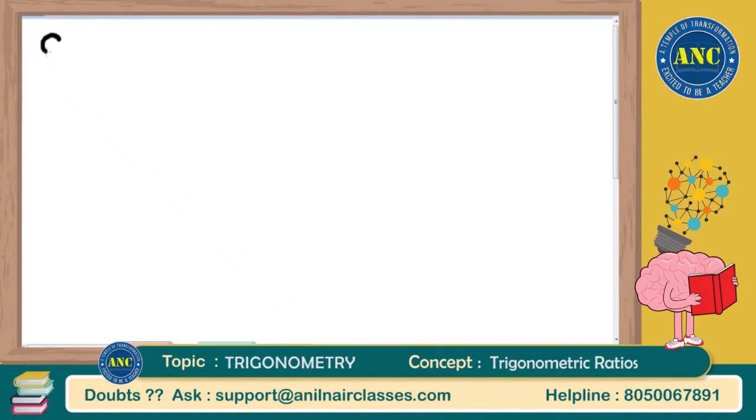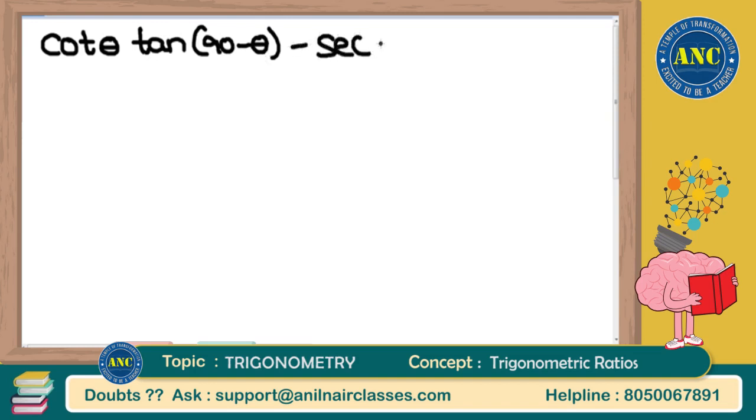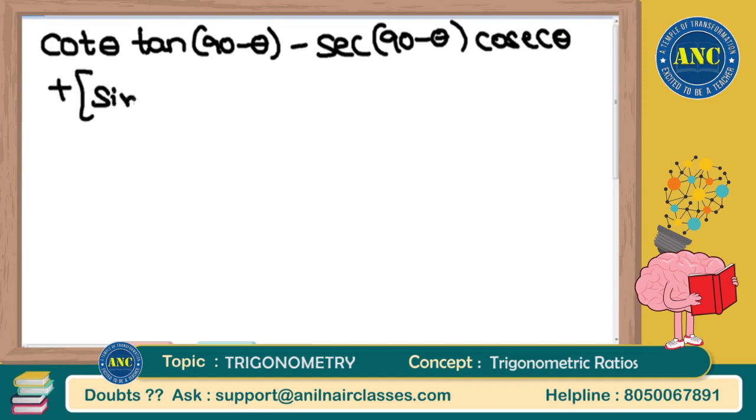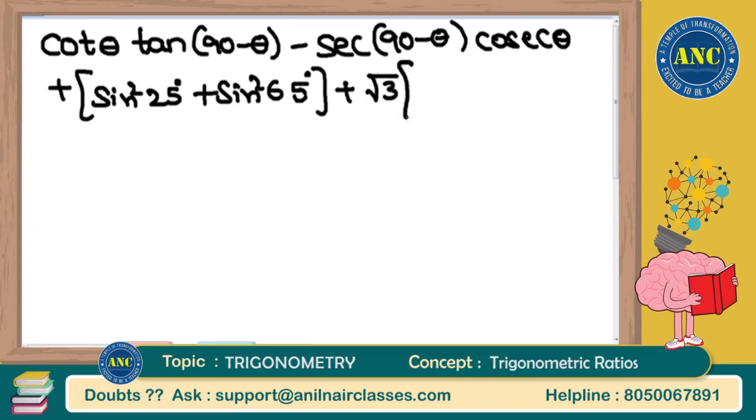After the conclusions, we are solving the second question. Cot theta into tan of 90 minus theta, minus secant of 90 minus theta into cosecant theta, plus sine square of 25 degrees plus sine square of 65 degrees, plus root 3 times tan 5, tan 15, tan 30, tan 75, tan 85.